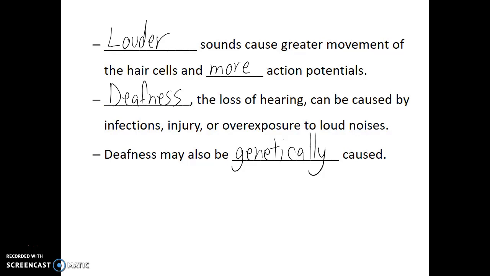This concludes our discussion of hearing. In the next video, we're going to talk about the motor systems of the body, which include both the skeletal system and the muscular system.